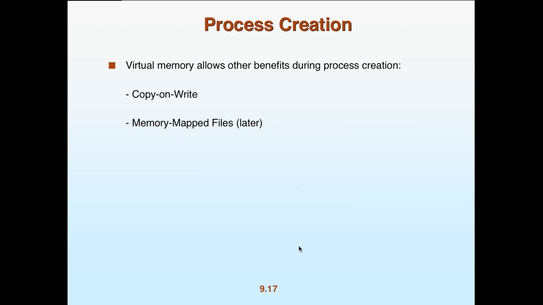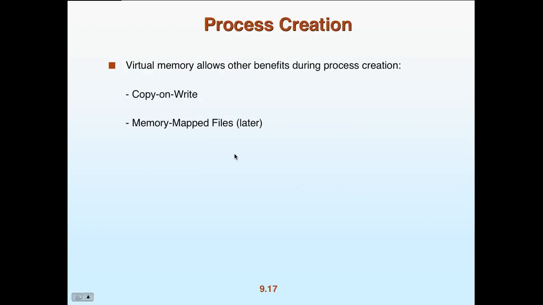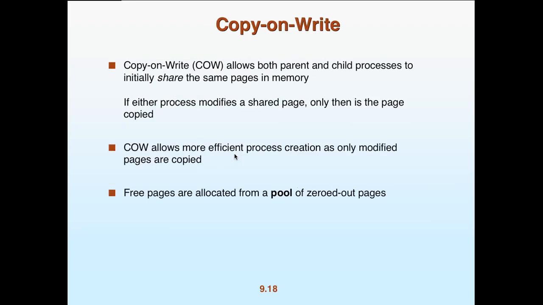So we have some issues in terms of process creation. Virtual memory allows other benefits during process creation. We can do what's called CopyOnWrite, or we could do memory mapped files, which we'll talk about later. CopyOnWrite is an interesting concept, and this is when we're creating these processes. I'm not going to go back to that slide in the beginning, but we looked at the process space and we were allocating that. CopyOnWrite allows both parent and child processes to identically share the same process memory. So it's the same pages in memory. This can make the system a lot more efficient.